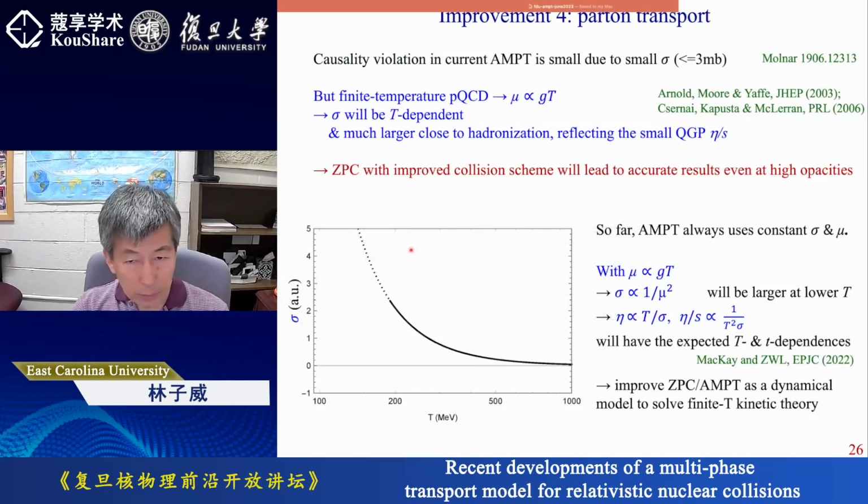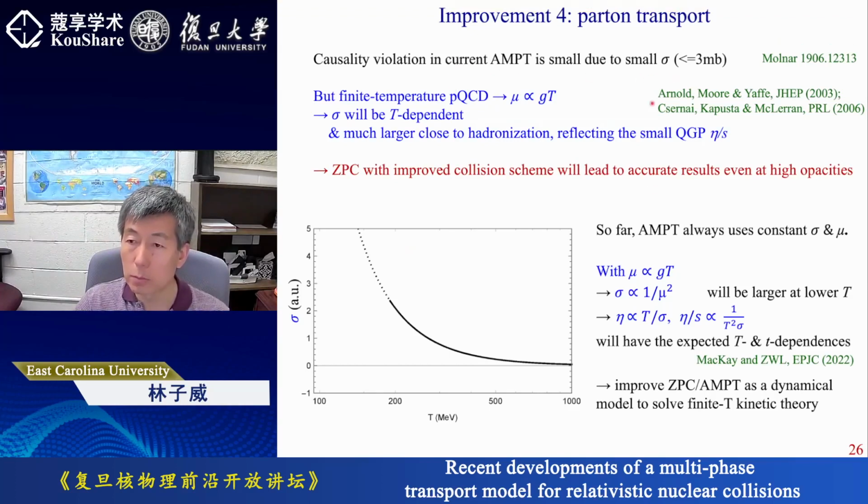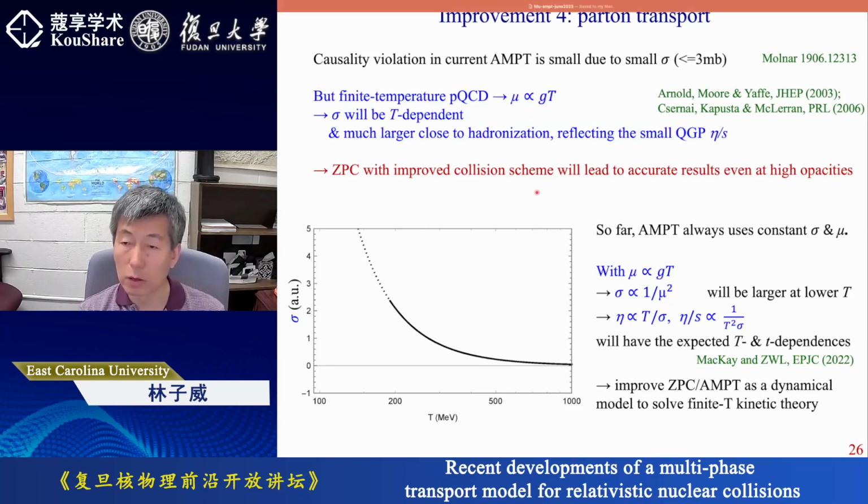So I think I will skip this slide, just saying that currently the causality violation in AMPT is small because the cross-section is small. However, if we want to describe finite temperature QCD kinetic theory, we need to change the cross-section according to the screening mass, because the screening mass is temperature dependent. Then the cross-section can be larger near the phase transition, near the hadronization, where we have to worry about causality violation. However, as we can see, the new schemes are very good in suppressing the causality violation, therefore giving us accurate results even at high opacities.